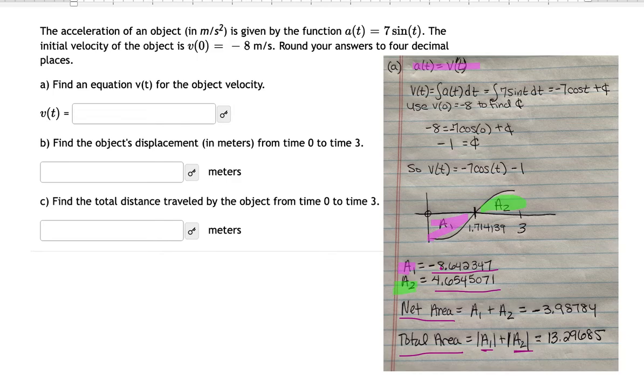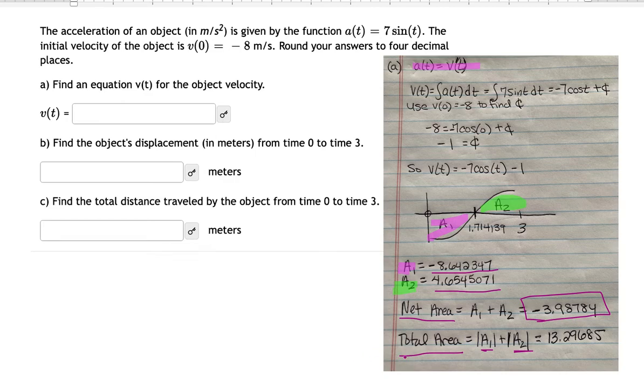So in this case, I would add 4.6545071 plus -8.642347. So when I take the negatives and positives into consideration, that would be my displacement in part B. That would be negative 3.98784, which means it traveled more in the negative direction than in the positive direction.